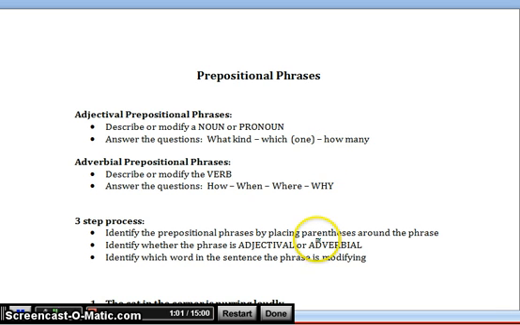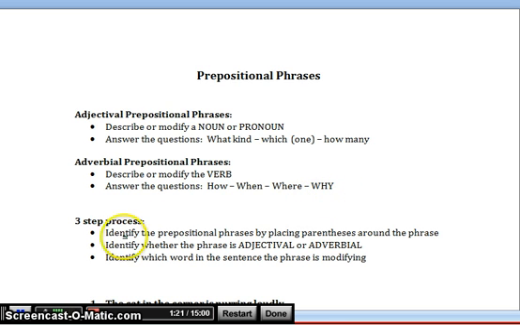Adverbial prepositional phrases, on the other hand, are going to describe or modify only the verb in the sentence, and they will answer the questions either how, when, or where. Prepositional phrases can also answer the question why, and that would make it an adverbial prepositional phrase.